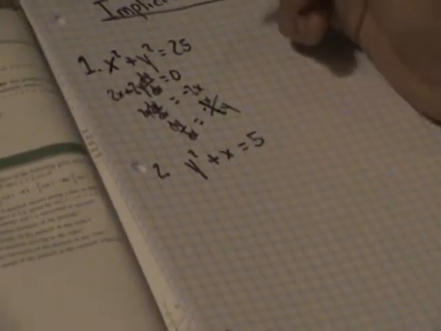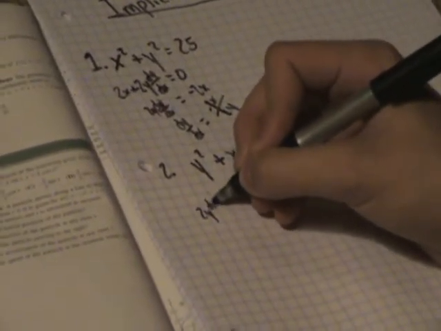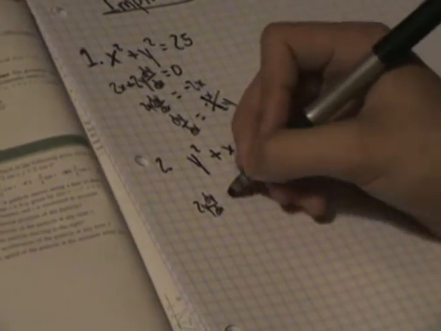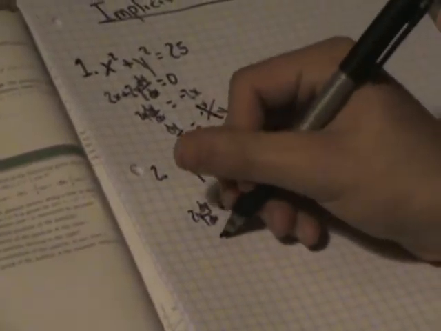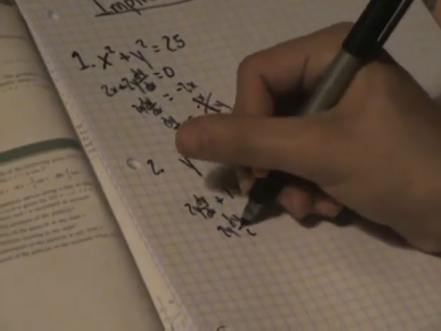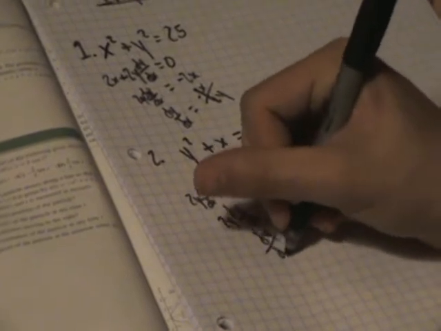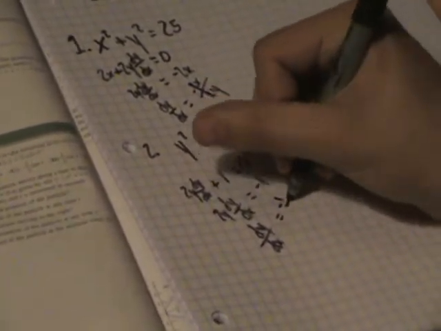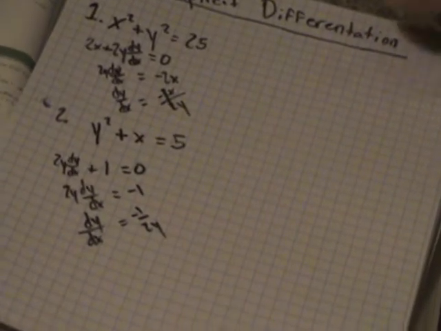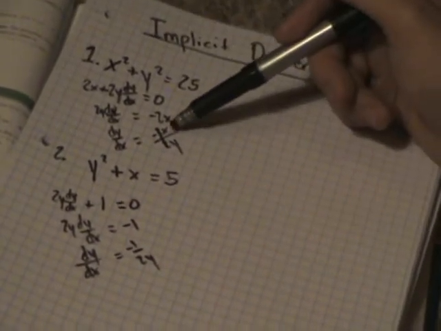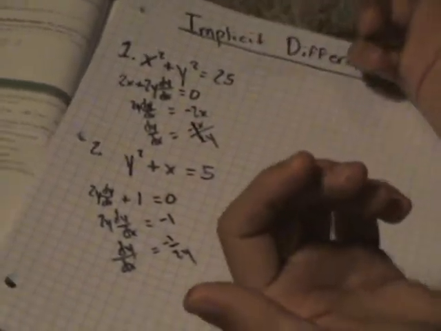Another one is y squared plus x. And you're going to get 2y dy/dx plus 1 equals 0. Subtract 1. Divide. And you get it. That's your derivative for that. And you find the slope, in this one, by plugging in. You have to figure out what each point is, and you plug in x and y.